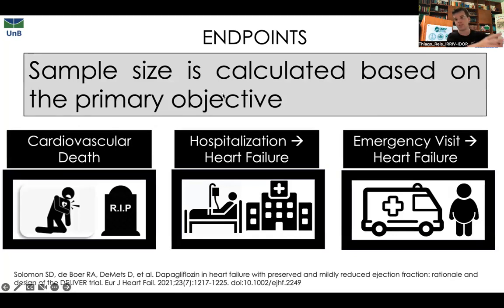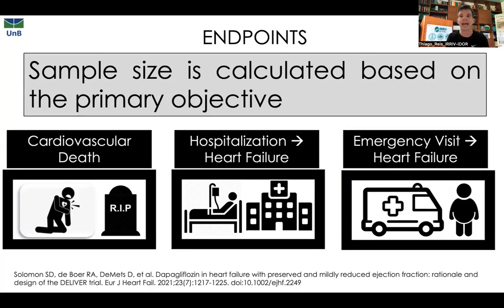So that is the objective, to show that the drug is better than placebo. And to calculate the sample size, we base that on the primary outcome. You know that all studies have primary outcomes and many secondary outcomes. The importance of the primary outcome is that the sample size will be calculated for that.